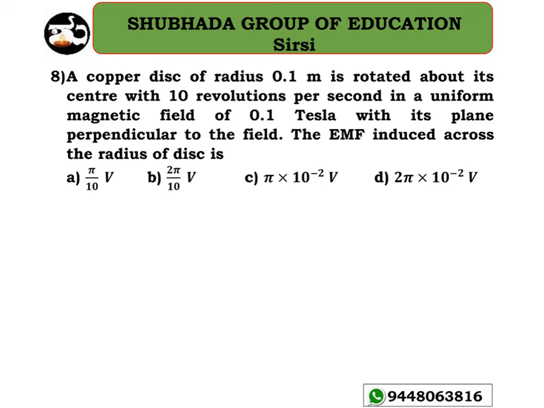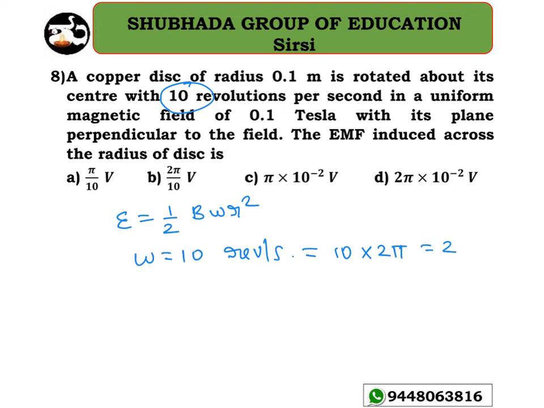Okay, the next problem says that a copper disc of radius 0.1. If the disc is given, at that time the induced EMF E equals 1 by 2 times B omega into R square. Here omega is given in revolutions per second, correct? Omega equal to 10 revolutions per second. I have to convert it into radians per second by multiplying by 2 pi. That is 20 pi radians per second.